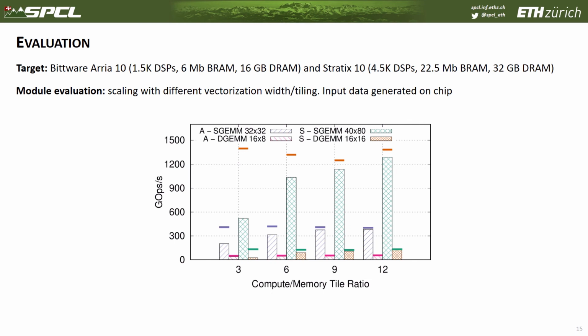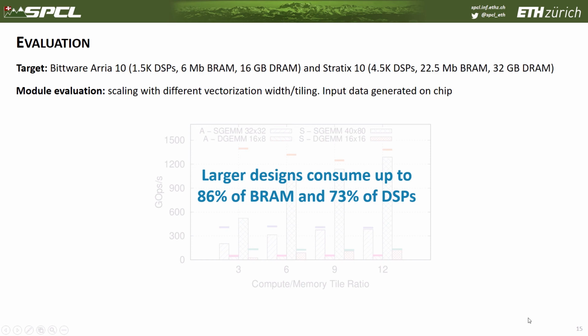As you can see in the plot here, as long as we increase the memory tile sizes, the achieved performance approaches the expected ones, till we reach almost 1.3 teraops for single precision on the Stratix 10 device. As before, for double precision, we are able to obtain lower performance because we need more resources to compile the circuit. In general, a systolic implementation allowed us to let the design scale to use a vast portion of the chip, that is up to 86% of the RAM and 73% of the available DSPs.